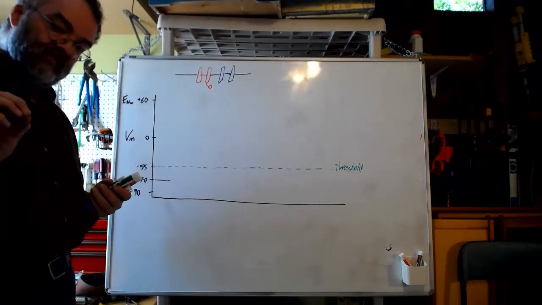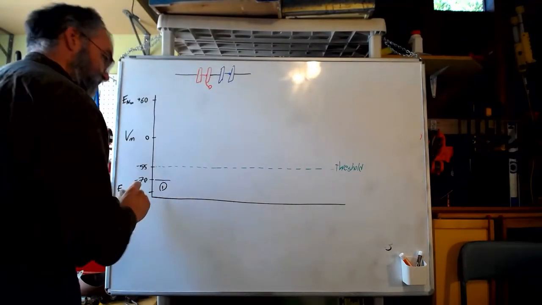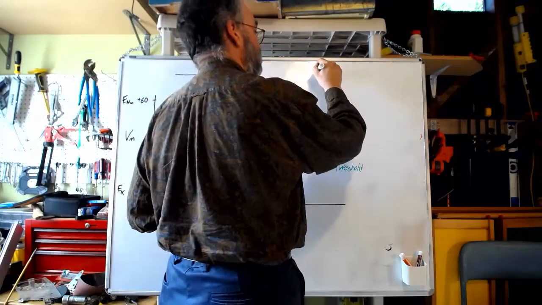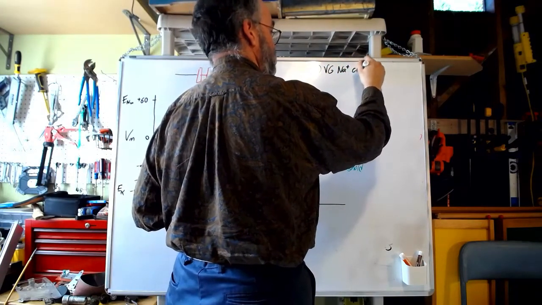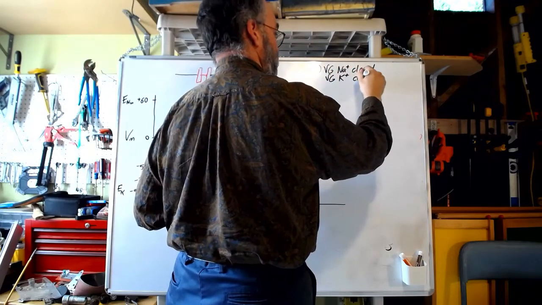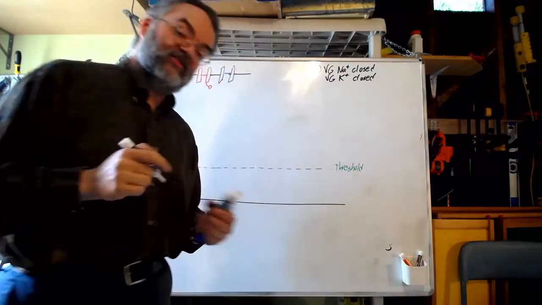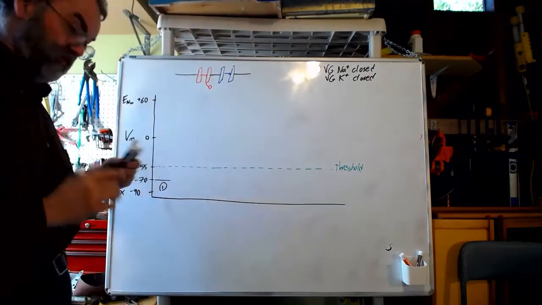So we start out in this initial state. Voltage-gated sodium channels are closed, voltage-gated potassium channels are closed, which means the only channels that are open right now are those simple leak channels that we find all over the membrane, which is why we're at resting membrane potential.